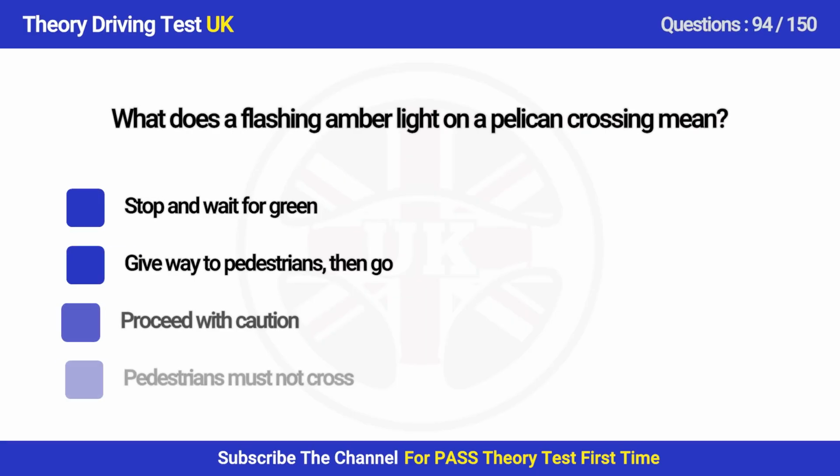Question 94. What does a flashing amber light on a pelican crossing mean? A. Stop and wait for green. B. Give way to pedestrians, then go. C. Proceed with caution. D. Pedestrians must not cross.